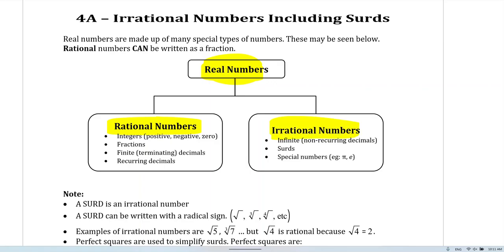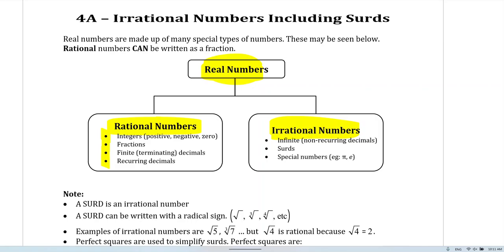The rational numbers are things like integers, which is your positive numbers, your negative numbers, and zero. Any fraction is a rational number. Any finite terminating decimal, so 0.5 for example, can also be considered a rational number. And recurring decimals, because they can be written as fractions, are rational numbers. So that's a lot of things.